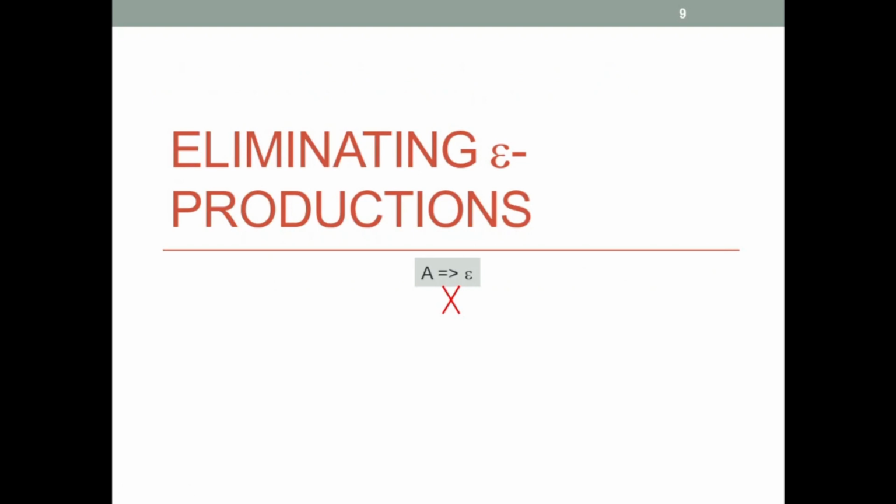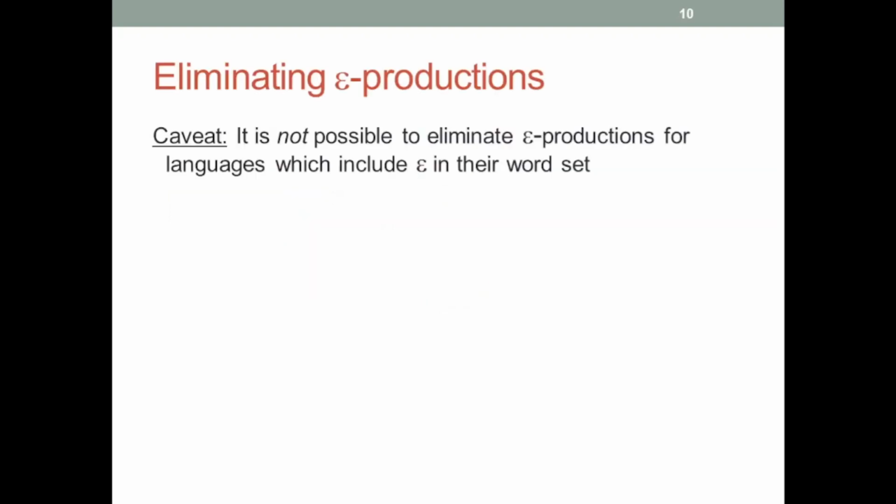Next is eliminating epsilon production. Epsilon means null production. That is the first step. It is not possible to eliminate null productions for languages which include epsilon in their word set. If we are taking epsilon in the word set, then we cannot remove the epsilon because it will not contain any grammar. After the output, we will not have any CFG.